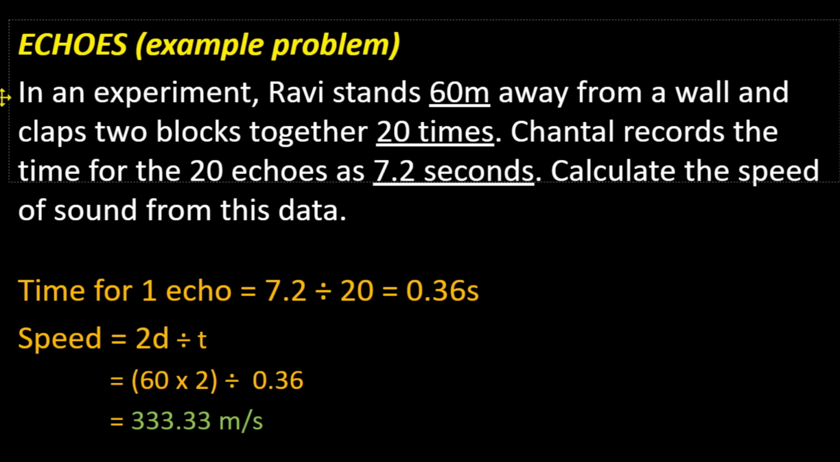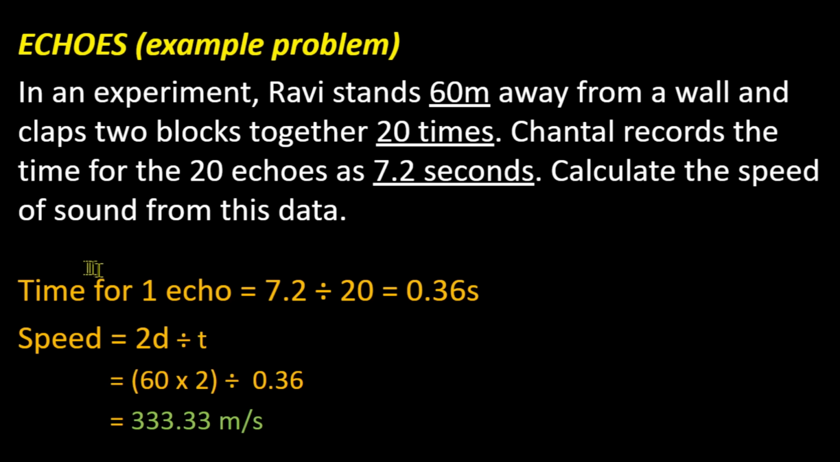Here we have an example problem involving echoes. In an experiment, Ravi stands 60 meters away from a wall and claps 2 blocks together 20 times. Chantal records the time for the 20 echoes as 7.2 seconds. Calculate the speed of sound from this data.